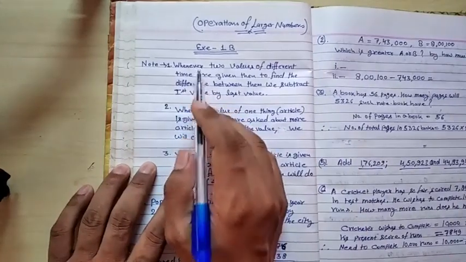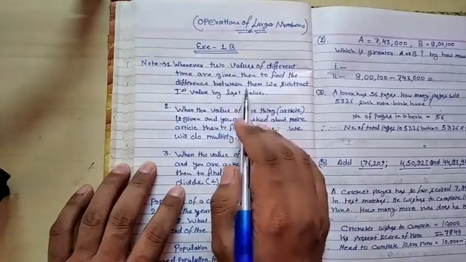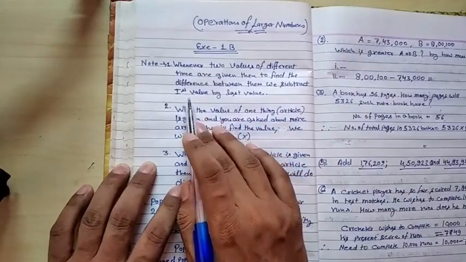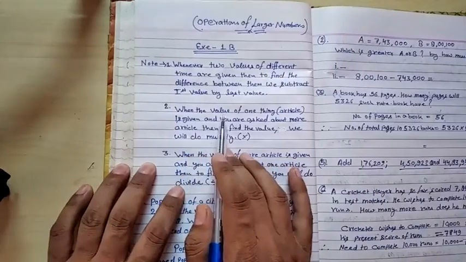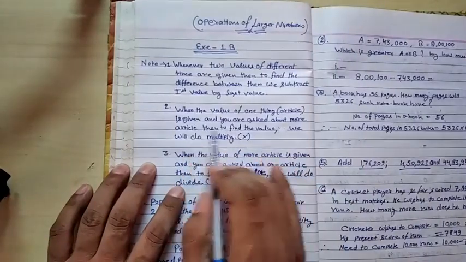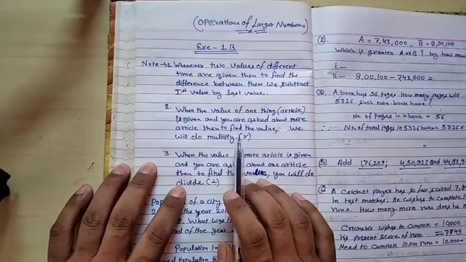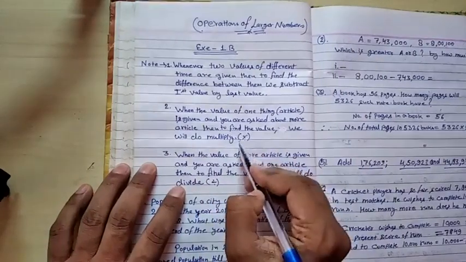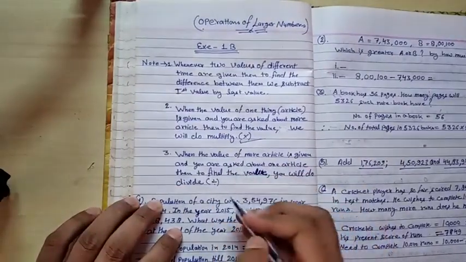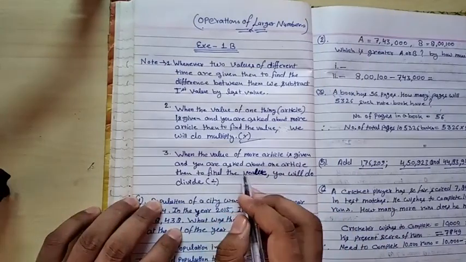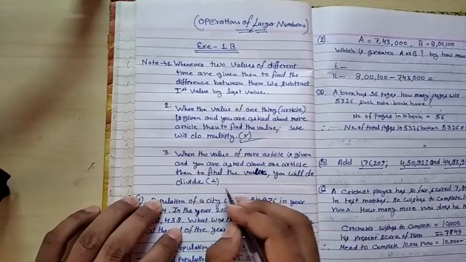The first thing is that whenever two values of different times are given, then to find the difference between them, we subtract the first value from the last value. Second thing, when the cost of one article is given and you are asked about more articles, then to find the cost of that, we will multiply. And when the value of more articles is given and you are asked about one article, then to find the value of that you will divide.